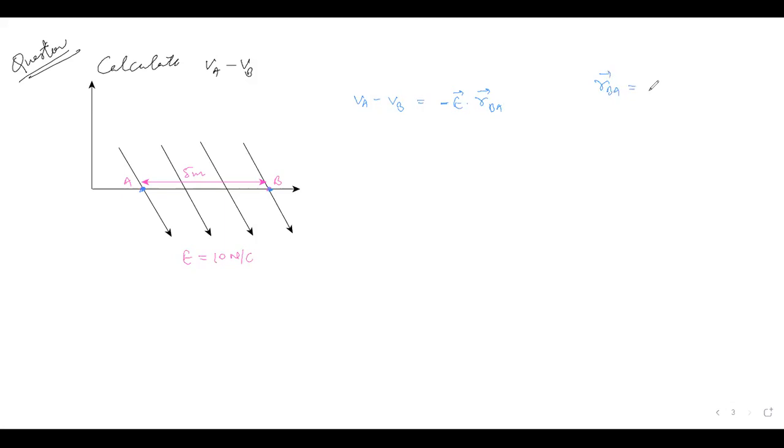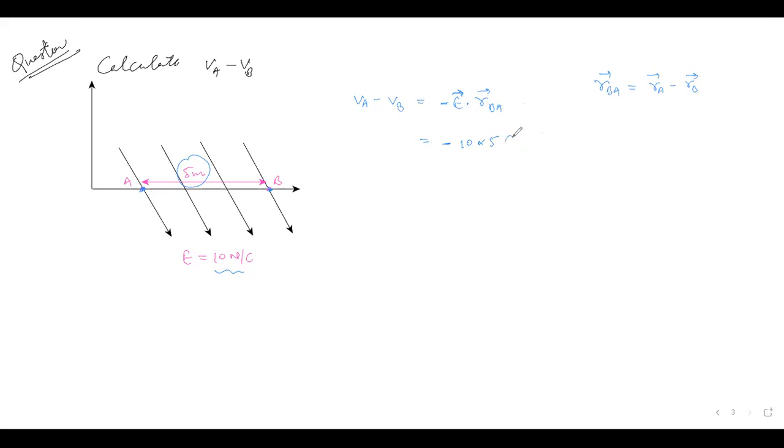And we already know, if your value is given in displacement vector, then we can write it RA minus RB. Now you can put it here minus of E. Electric field is given here 10 Newton per coulomb into RBA, which can be written as RA minus RB. Sorry, there is no more requirement to put here RA minus RB because it is not given in the terms of the position vector. Your value of RBA is given here 5 meter. So we can easily put it here RBA is 5, and your electric field and the displacement vector are in the dot product.